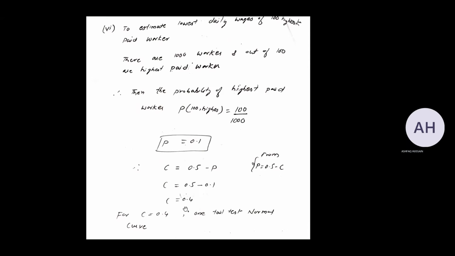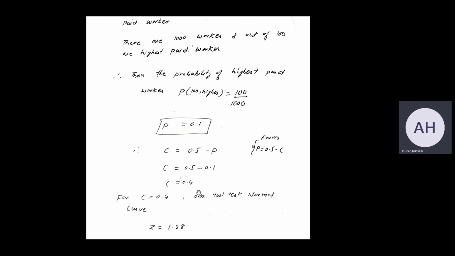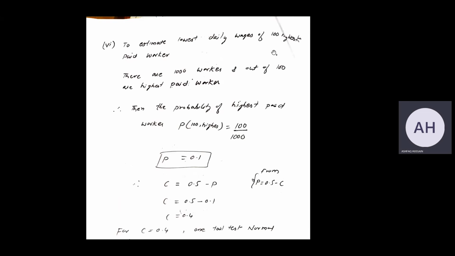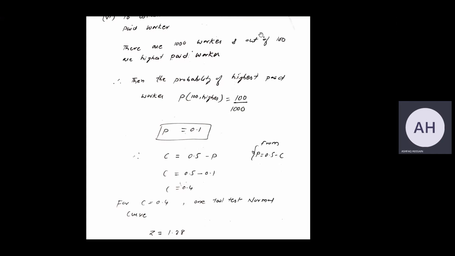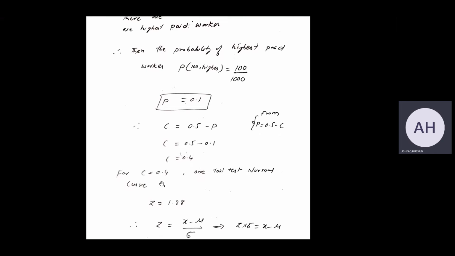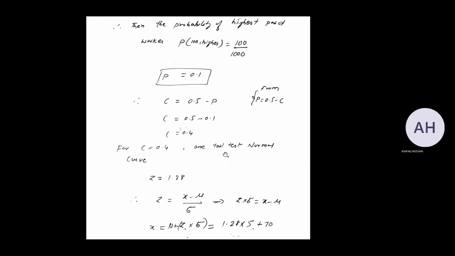Are you getting the point? So the C value will be calculated using this. Now you need to check reversely here. The question is to estimate the lowest daily wages of the 100 highest paid workers. So you calculate the probability by 100 by 1000, and from this you calculate C. Now you need to find out where 0.4 is. For 0.4 you need to find the Z value. If you check the table, it will give 1.28.